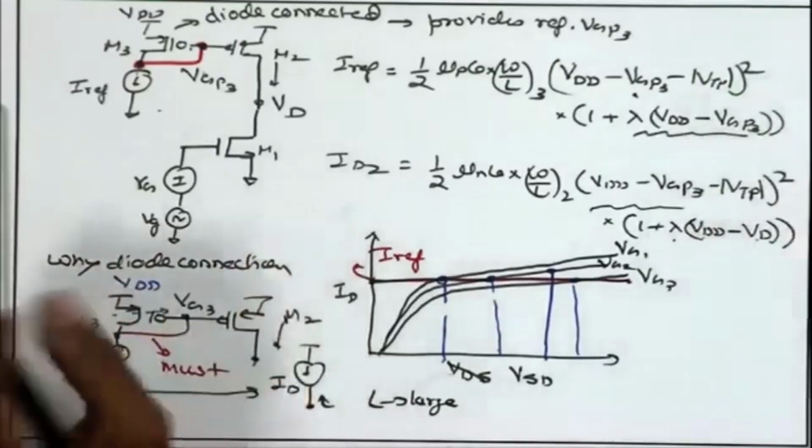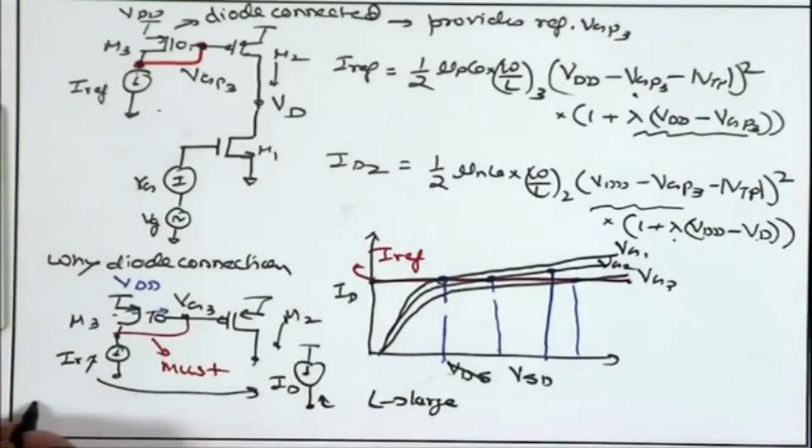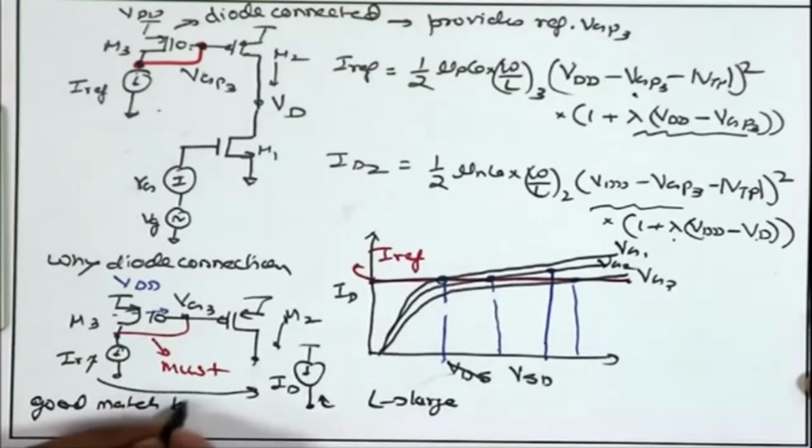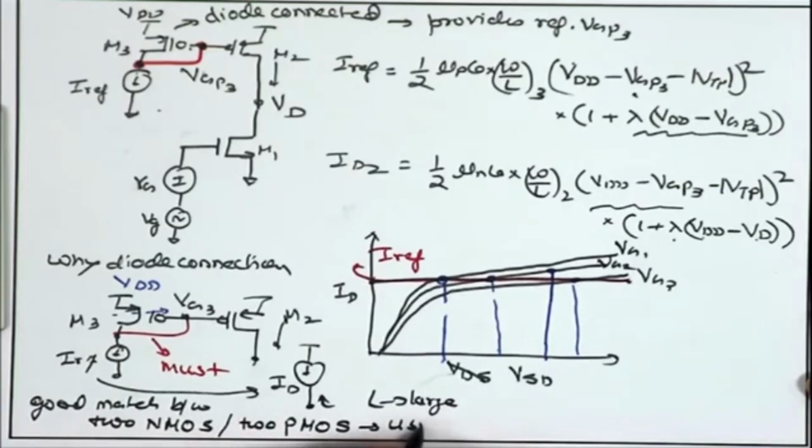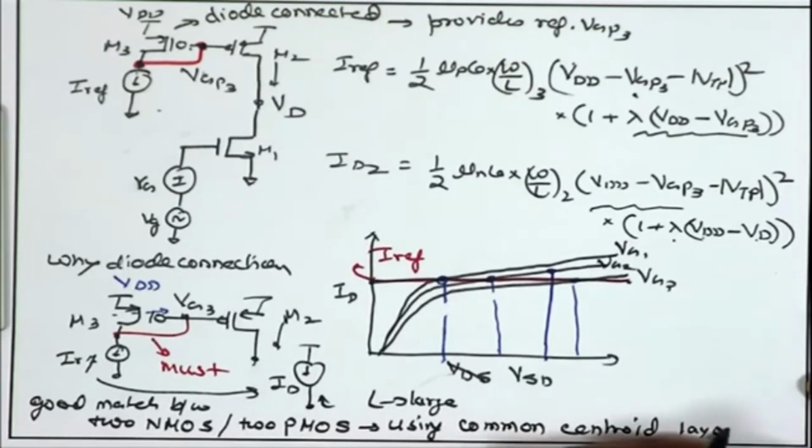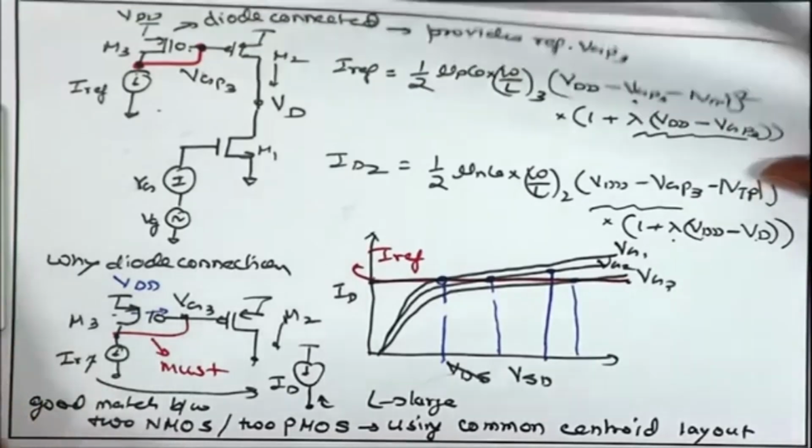There is another important point we should keep in mind. So, we can have good matching between two NMOS or two PMOS using common centroid layout. I hope this will be covered in a little more detail later in this course, but this is another distinction that we should always have in mind.